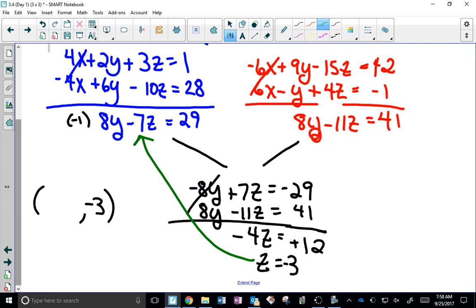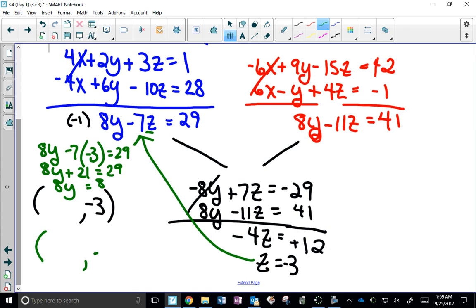So I'm going to stick that negative 3 in for z right here. And that's going to give me 8y minus 7 times negative 3 equals 29. 8y plus 21 equals 29. 8y equals 8. It looks like y equals 1. Get confirmation before I move on. That okay? Okay. So now I've got 2 of them.